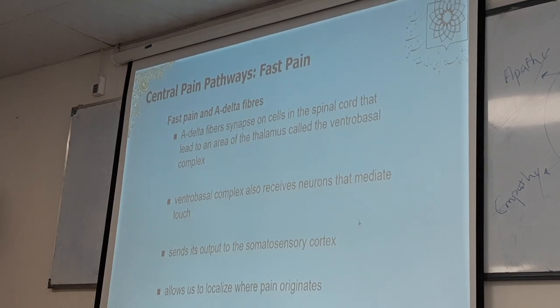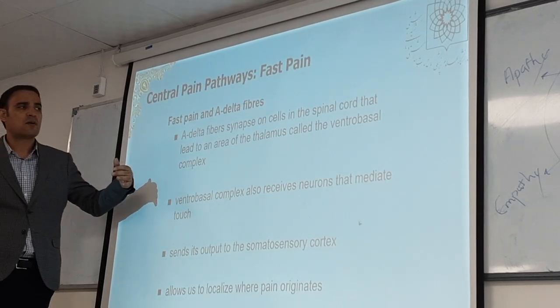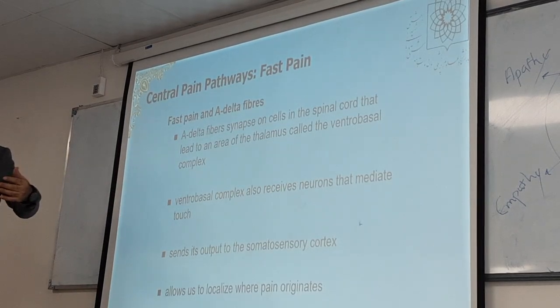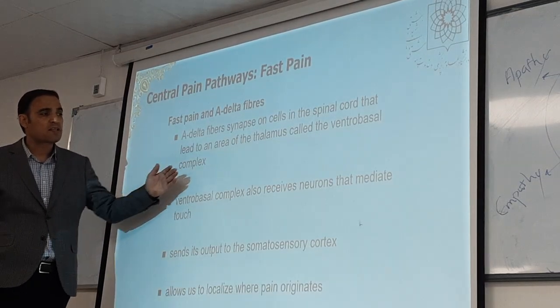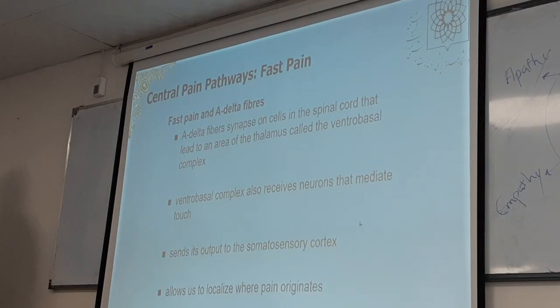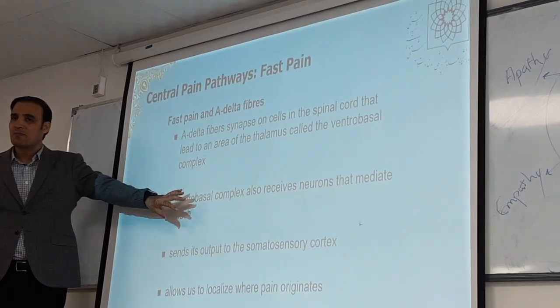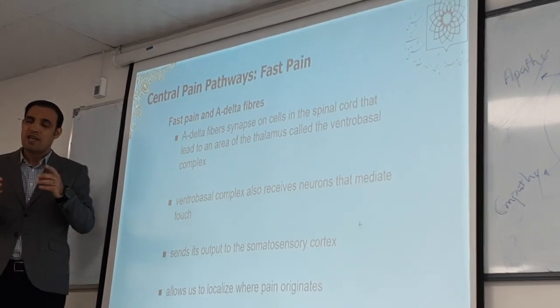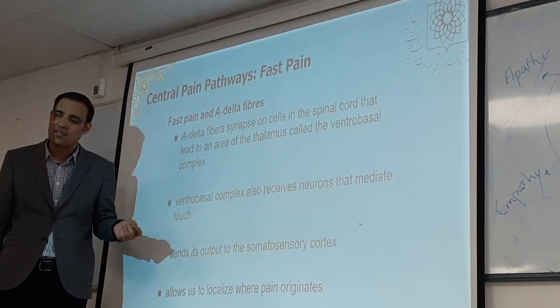When the pain fibers enter the spinal cord and synapse with the second order neuron, they will come to different areas, to the thalamus. You see that the ventral basal complex also receives touch. This area receives information from touch and pain. And if you are able to localize the pain, it is because of the touch sensation.